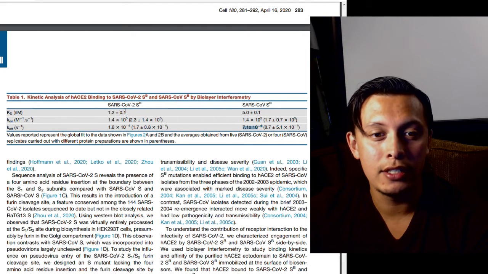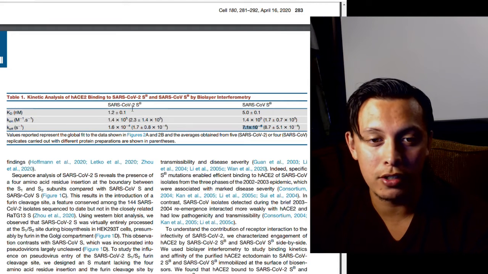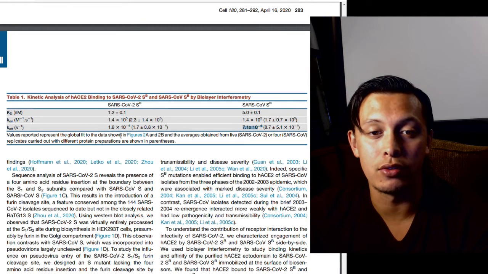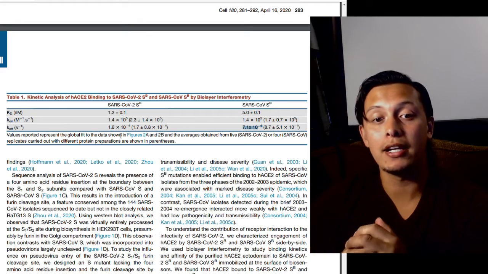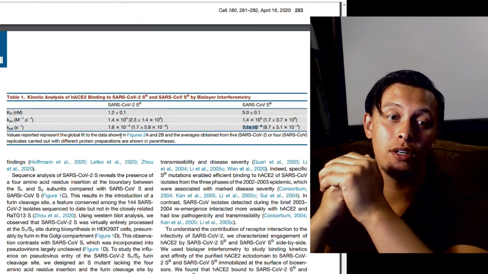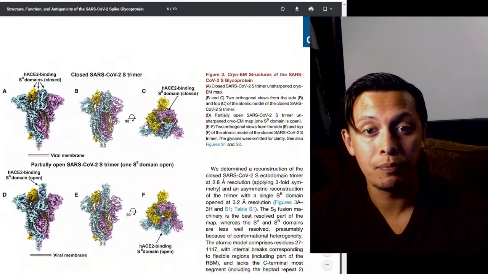Not only does the new coronavirus spike protein, the SARS-CoV-2 spike protein, bind better, but it also comes off a lot more slowly.